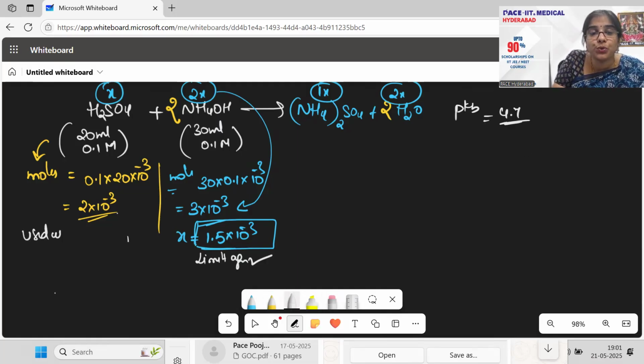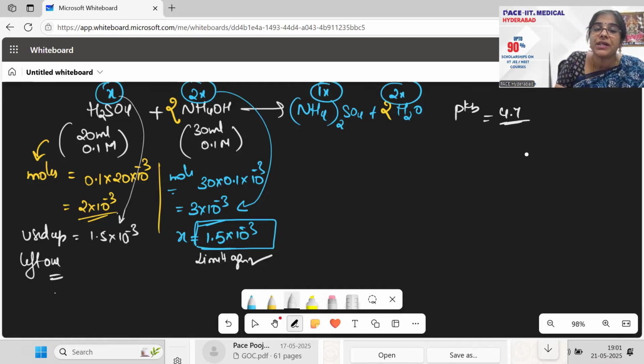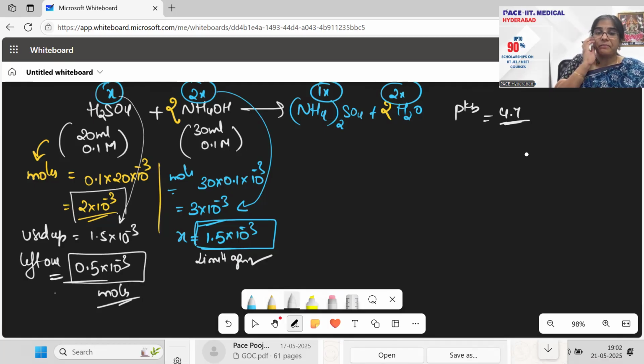How much will be used up? Used up will be how much? 1.5 used up, right? Because ये x used up है ना, x moles used up, x is equal to 1.5 into 10 to the power minus 3 used up. So what is left over? 1.5 into 10 power minus 3 खत्म हो गया है मेरे पास. 2 into 10 power minus 3, which is 0.5 into 10 to the power minus 3, or 0.5 millimoles, I can say that much. And then so ये तो limiting agent तो पूरा ही खत्म हो गया, right? Limiting agent खत्म हो चुका. Then अब बचा क्या है मेरे पास?